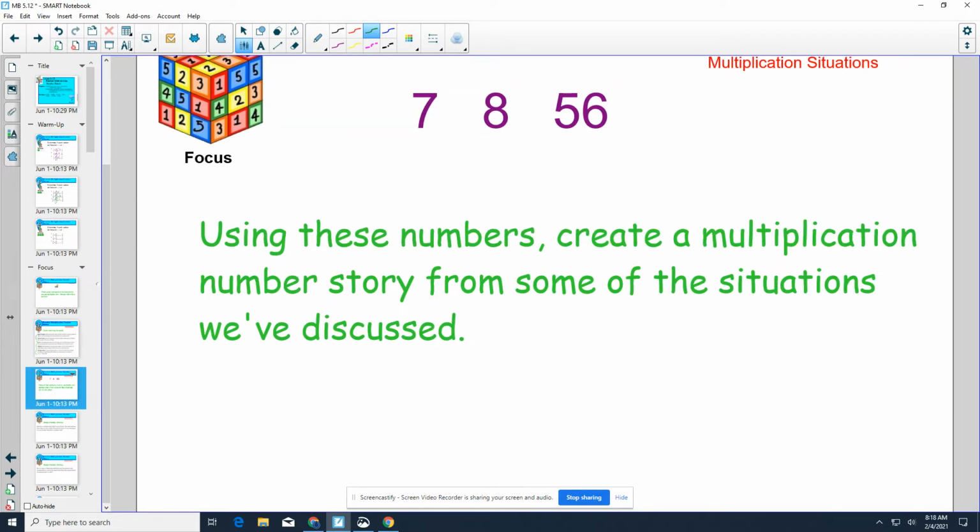So using these numbers, create a multiplication number story from some of the situations we've discussed. Okay, so you can kind of see it set up here. You might want to just say 7 times 8 equals 56. So think of 7 as something. So take a minute, pause the video. I want you to go ahead and write a multiplication number story.